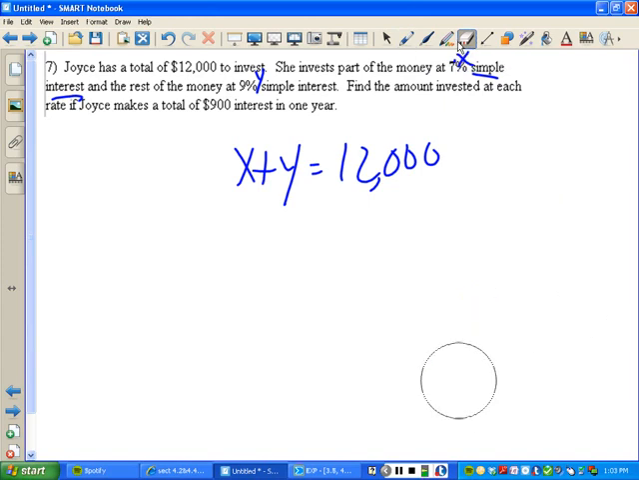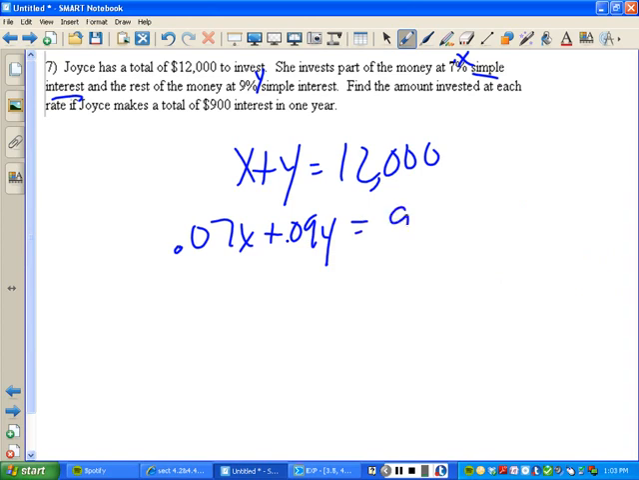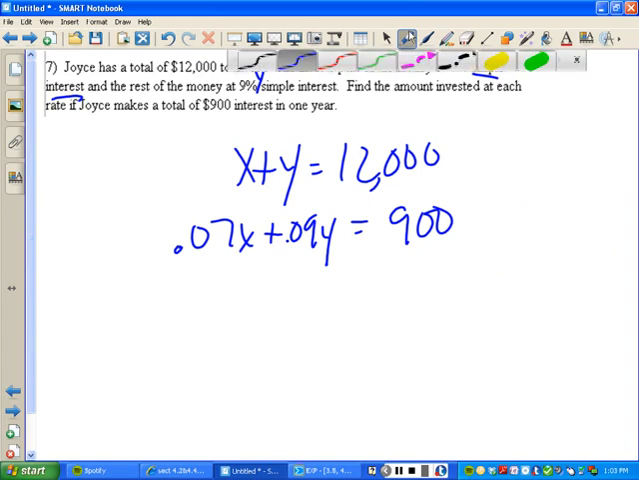So here we go. 0.07x plus 0.09y equals how much interest did you earn? 900. See, I was going to do that, but I didn't want to. I was thinking I was making it too difficult, so I didn't. This is difficult. I see that. No, that was a question, not a comment.